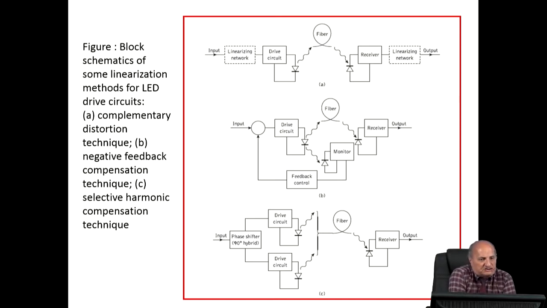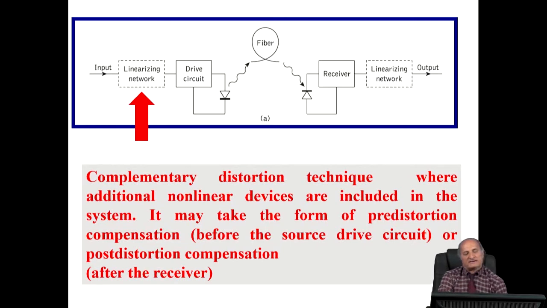Linear equalization here is done in the electrical domain, either at the drive circuit of the laser, or after the photo detection at the receiver site. We look here: we have a linearization network at the input, and we also have a linearizing network at the output after the photo current.